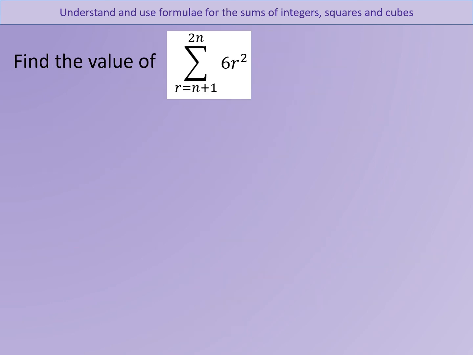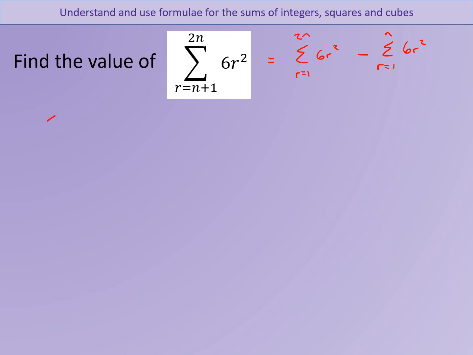In this example, we want to find the sum of a series starting with the n plus 1th term and going up to the 2nth term. So where we're going to tackle that is we're going to find, first of all, the sum of the first 2n terms, so from r equals 1 to 2n, and we're then going to subtract the terms that we don't want. So we don't want the first, second, third, all the way up to the nth term. So we're going to take away the sum from r equals 1 up to n of 6r squared. So if we calculate those two things separately, we can then find the difference, and that will be the answer.